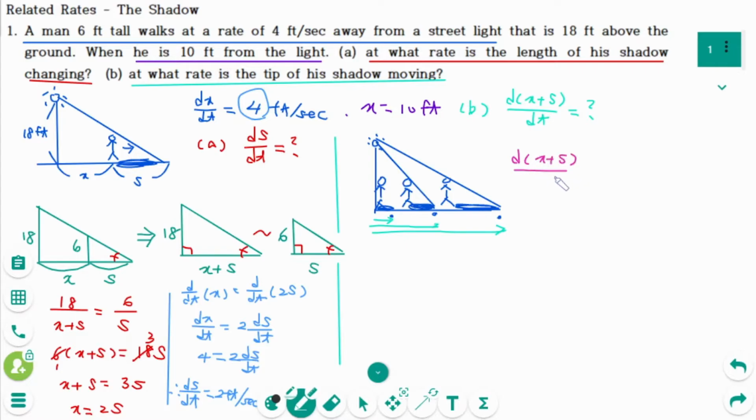d(x plus s)/dt. That means dx/dt plus ds/dt. Then dx/dt equals 4 plus ds/dt equals 2. The final answer is 6 feet per second. And in this question, it doesn't matter how far the man is from the street light, because if he walks at a constant speed, the rate at which the tip of the shadow changes is always the same.